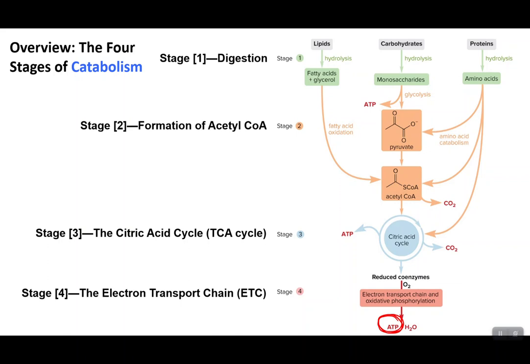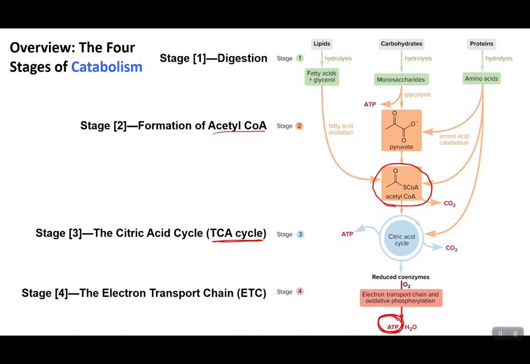So in stage 1, we're going to look at what we call digestion. Then stage 2 will be formation of acetyl-CoA. Here, this is the molecule of interest. In stage 3, we're going to look at the citric acid cycle, often called TCA cycle. You will hear me use these two terms interchangeably.